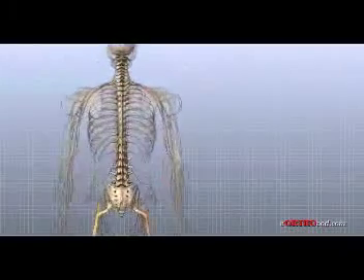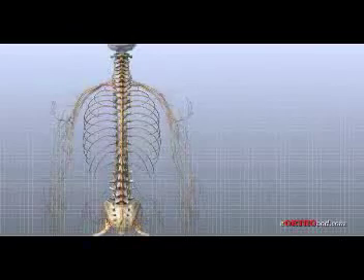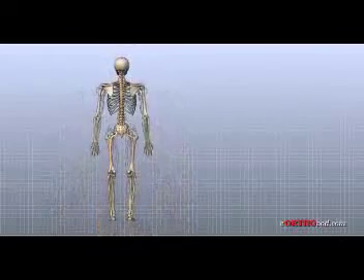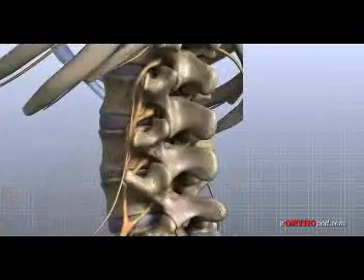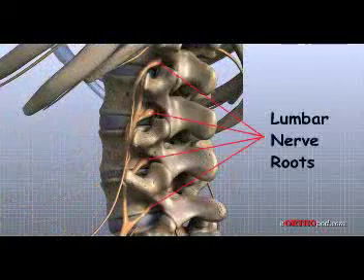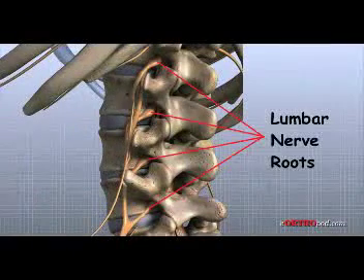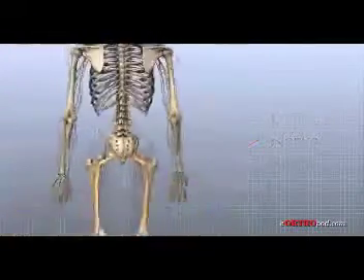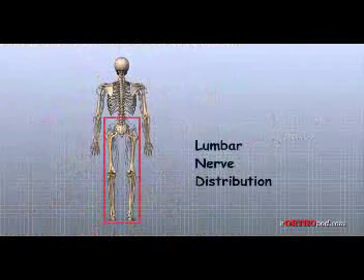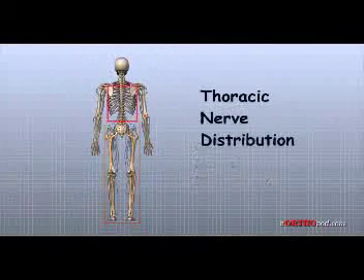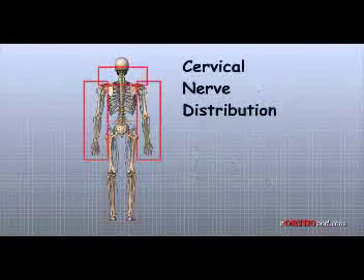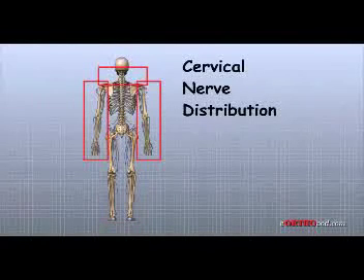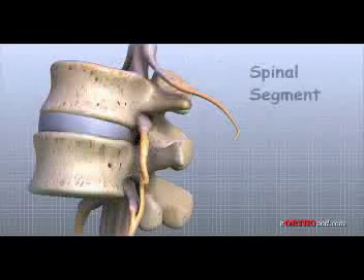As the spinal cord travels from the brain down to the spine, it sends out nerves on the side of each vertebra called nerve roots. These nerve roots join together to form the nerves that travel throughout the body and form the body's electrical system. The nerve roots that come out of the lumbar spine form the nerves that go to the lower limbs and pelvis. The thoracic spine nerves go to the abdomen and chest. The nerves coming out of the cervical spine go to the neck, shoulders, arms, and hands.